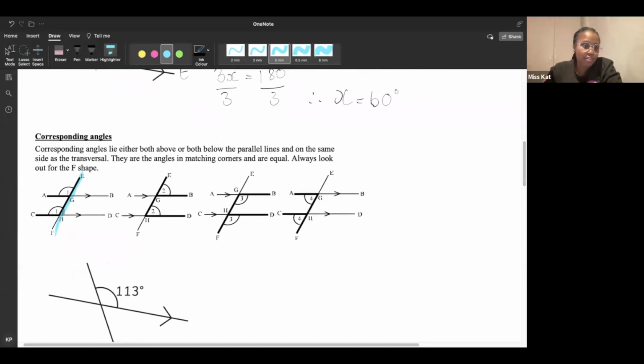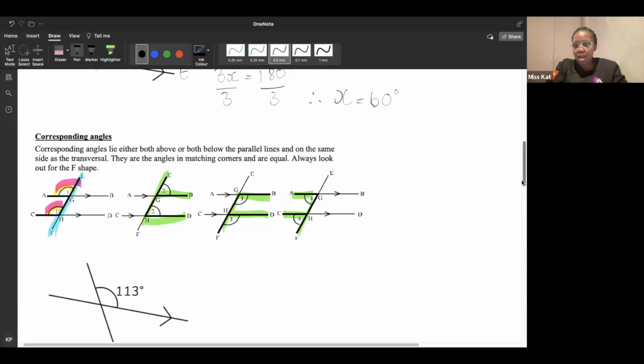Right? So we have EF over there. That's our transversal. So corresponding angles are on the same side. They're both on the left, and they're both above the parallel lines. If you see that, it is otherwise known as the F shape. The F might be upside down, might be the right way around, might be flipped over, but it's an F. If you find that F, then those angles in the corners of the F will be equal.